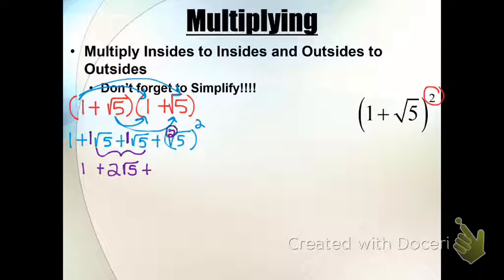And a square root and a square are inverses, so they undo each other. The square root of 5 quantity squared would just be 5. And now that makes these like terms. 1 plus 5 is 6. And my final answer for this question would be 6 plus 2 root 5.